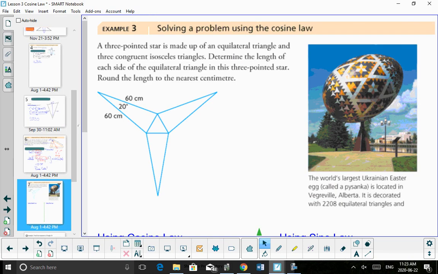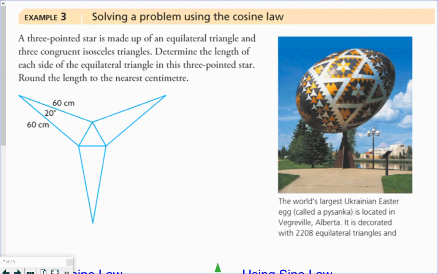A three-pointed star is made up of an equilateral triangle and three congruent isosceles triangles. This triangle right here is an equilateral triangle, meaning all three sides are the same length. And this triangle on the side is an isosceles triangle. It's isosceles because those two are the same length, and this one is a different length.